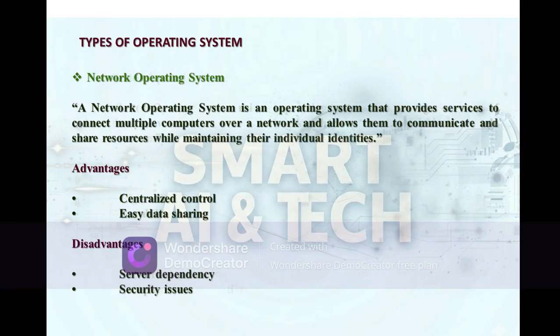Now the next one is the network operating system. A network operating system is an operating system that provides services to connect multiple computers over a network and allow them to communicate and share resources while maintaining their individual identity. Computers are connected to the network, but each system runs its own operating system. Users are aware of multiple machines; there is no single system solution. It enables file sharing, printer sharing, and communication.